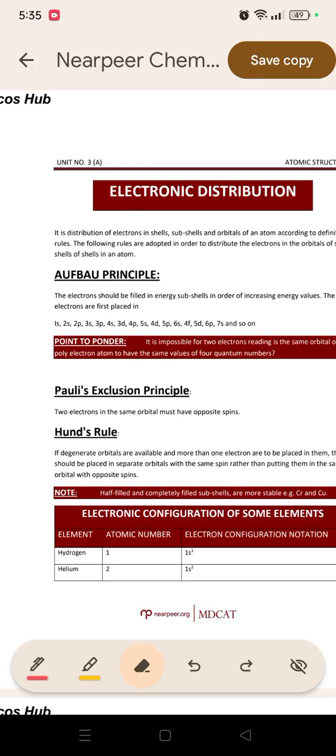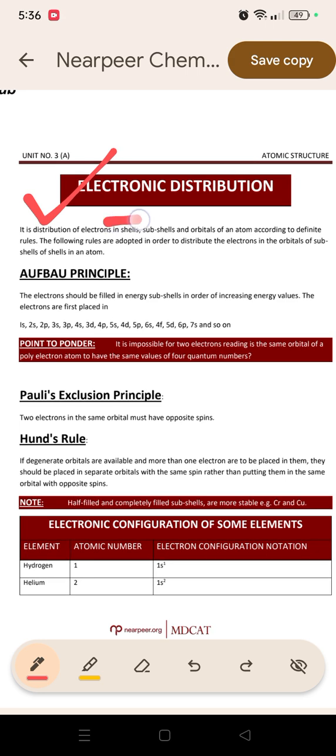So we just started a quick revision series of atomic structure chapters. Today we are going with electronic distribution. There are three main principles or rules which we need to follow while doing electronic distribution, that is, the distribution of electrons in shells, subshells, and orbitals of an atom. Of course, we'll do it according to shells, subshells, electrons, and orbitals, and they have definite rules. This means we need to follow rules in order to distribute electrons in the orbitals of subshells in an atom.